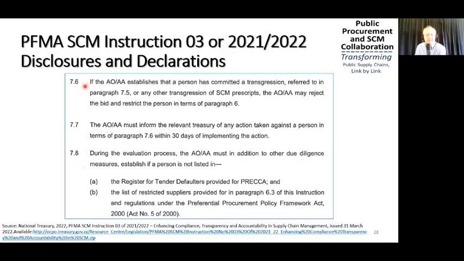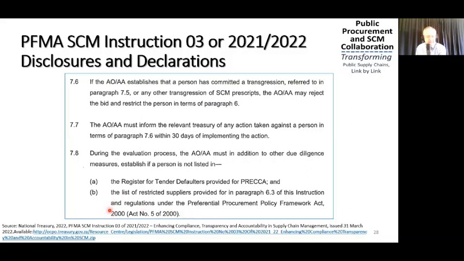If you then establish that the person has committed a transgression, you may reject the bid and restrict the person in terms of paragraph 6, the restriction point we've just gone through. You must inform Treasury of any action taken against a person in terms of paragraph 7.6 within 30 days of implementing the action, something new. During the evaluation process, the accounting authority must, in addition to other due diligence measures, establish if that person is not listed on the register for tender defaulters, under the Prevention and Combating of Corrupt Activities Act, and on the restricted list. And then, interestingly enough, regulations under the Preferential Procurement Policy Framework Act.